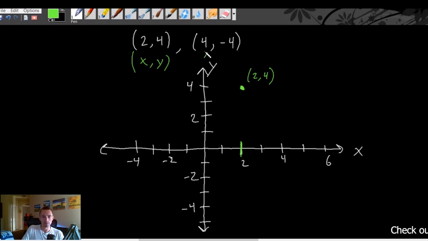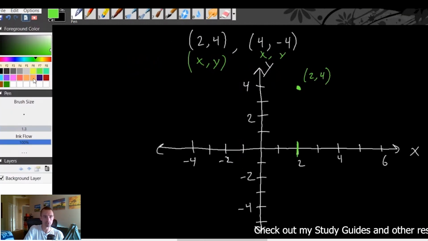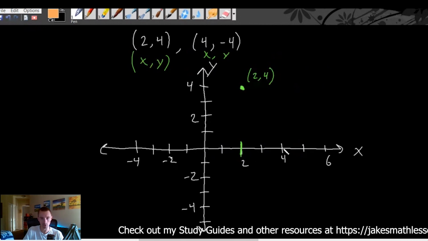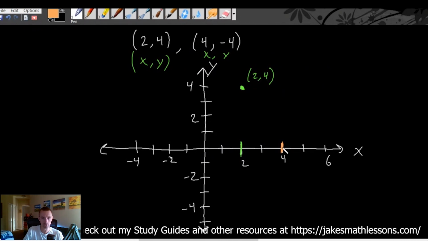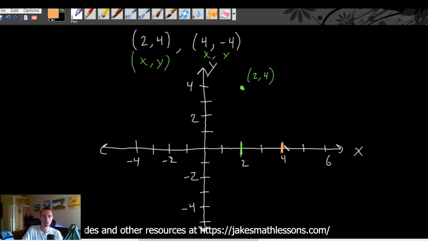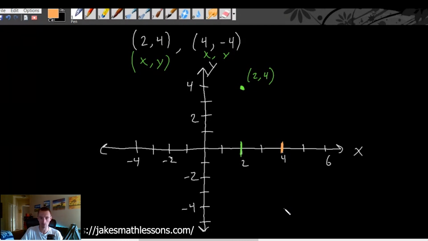Then we'll do our second point. Again, it's just an XY pair. So X is 4, Y is -4. We start at the origin and go over to X equals 4, which is right here. We know that our second point has to be directly above or directly below this dash mark. Then we go down to Y equals -4 from there. So we go down 2, 3, 4. That puts us right about here. Okay, so that's our second point.